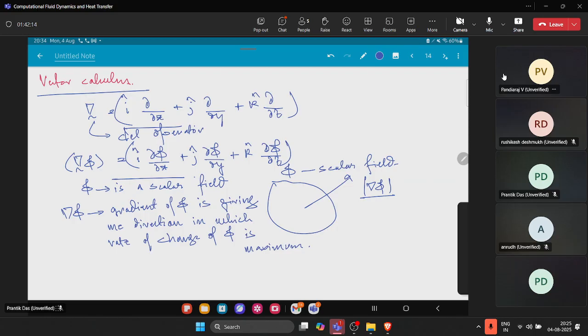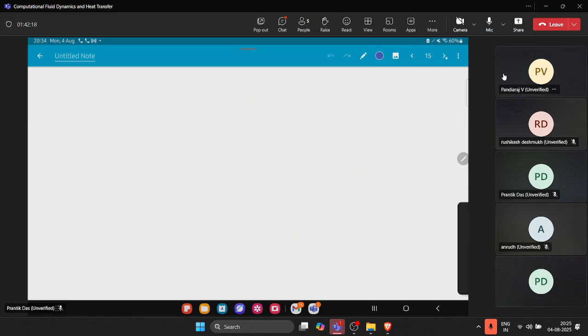Now if I want to find a unit normal vector, which is basically the direction of the gradient of phi divided by the magnitude of the gradient of phi, this will give you the unit normal vector, which is normal to the scalar field phi itself. This is n cap, so n cap is gradient of phi divided by magnitude of gradient of phi, and phi is the scalar field.